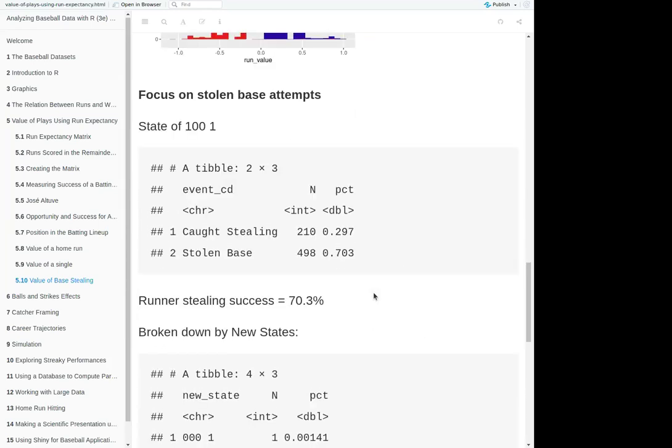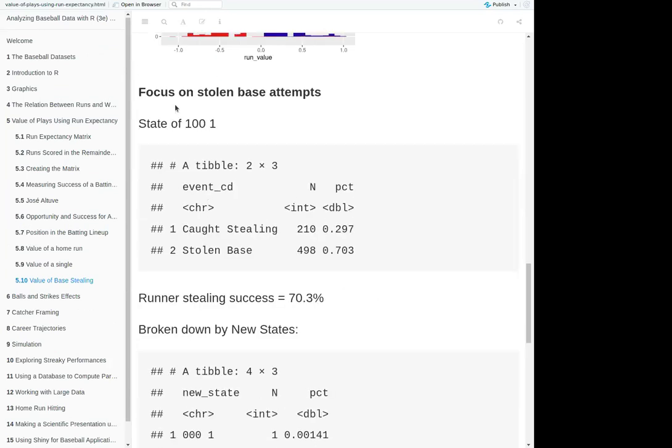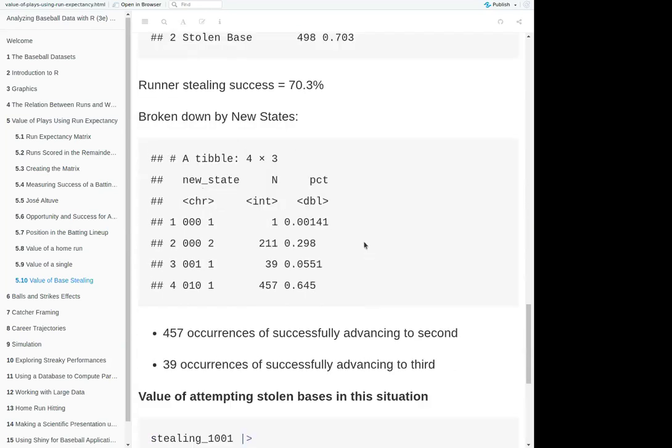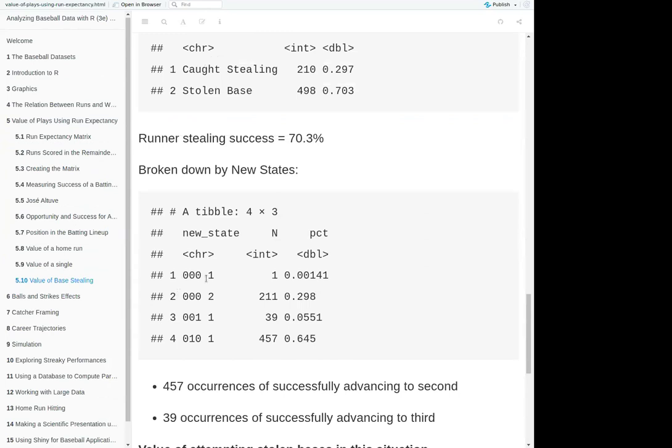So focusing on the stolen base attempts, this is the code in the book looking only at a state of someone on first and one out for this section. And in that case, our caught stealing situations end up at almost 30%, and bases are stolen successfully at about 70%. So we have this breakdown of new states where the percentage is highest for somebody being on second and one out for that new state.